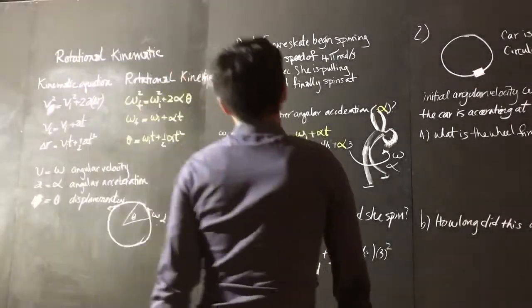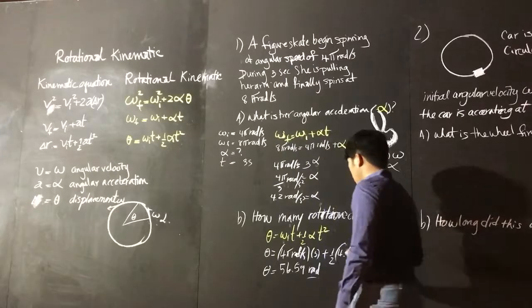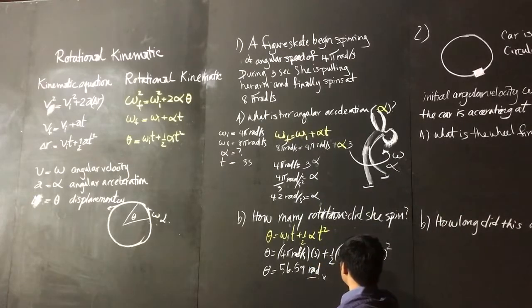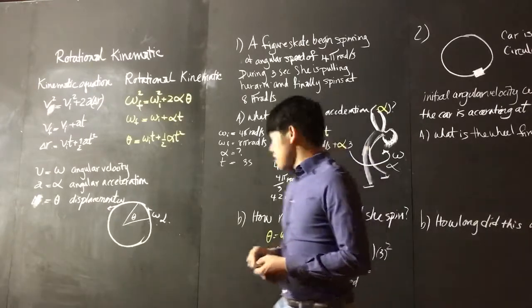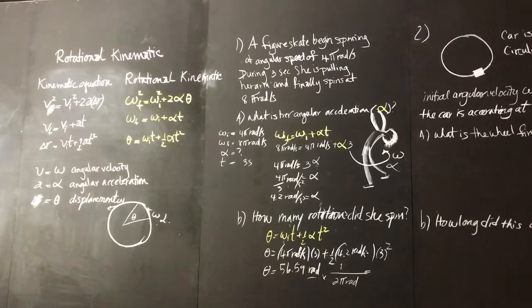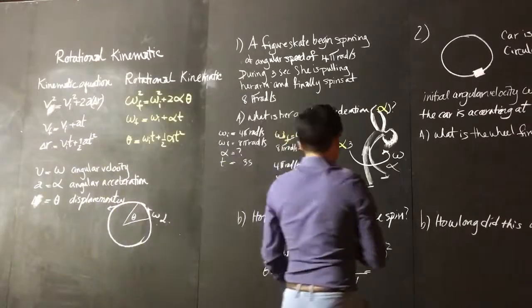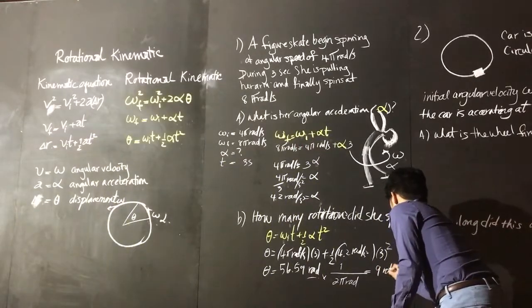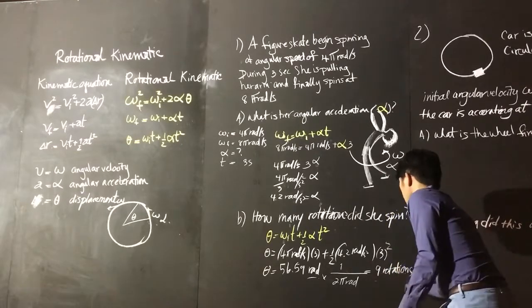In order for us to calculate how many rotations it spins, we have to divide. This is the unit conversion, okay? We divide by 2 pi radians. So you divide your number by 2 pi, and the answer you should get is exactly 9 rotations. That's how you get the answer.